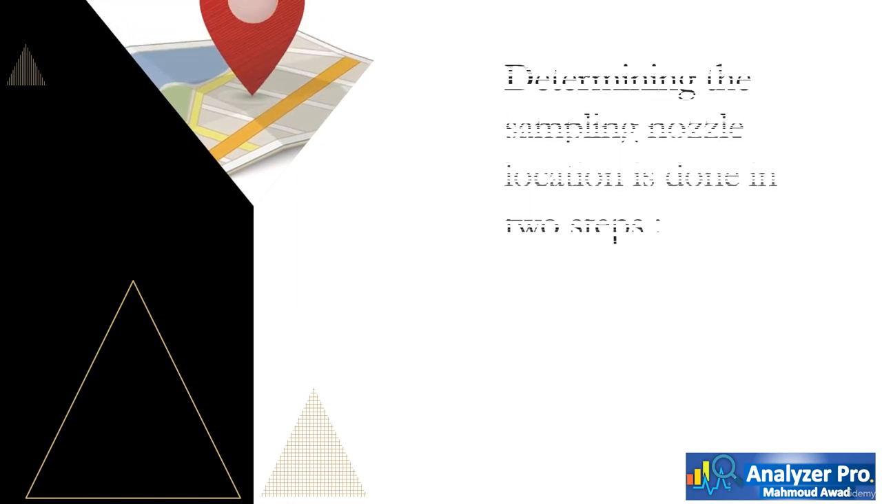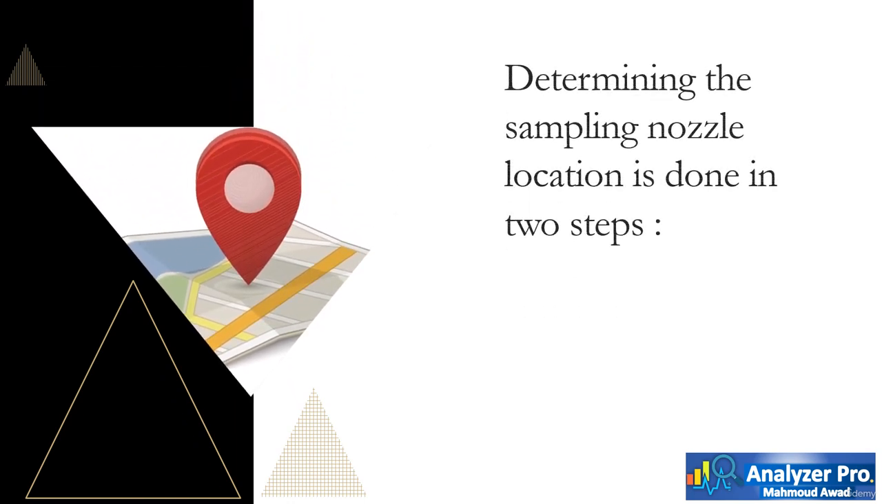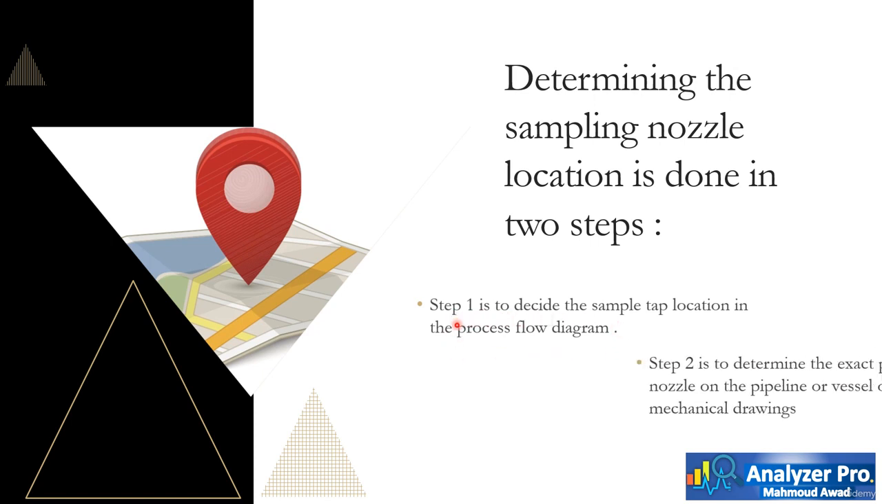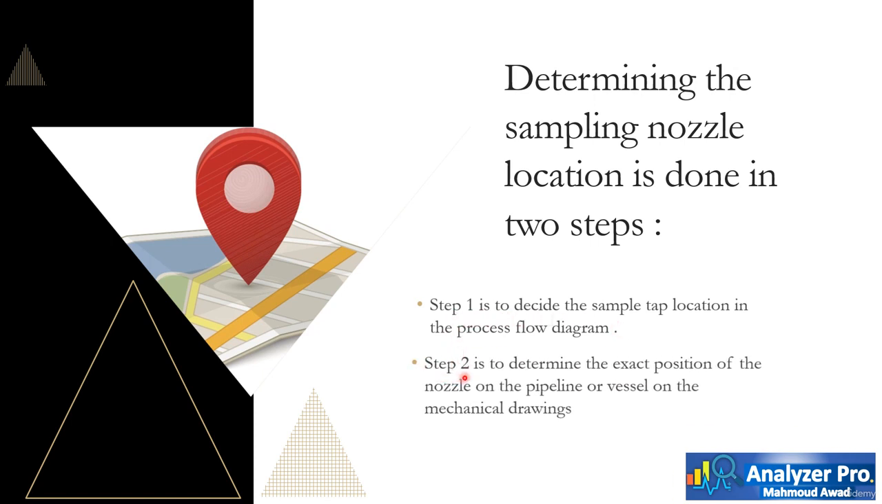There are two steps in determining the exact location of the sample nozzle. The first step is to decide on the process flow diagram the sample tap location, where the intended measurement is required. The second step is to determine the exact position of the nozzle on the line or vessel on the mechanical drawings.